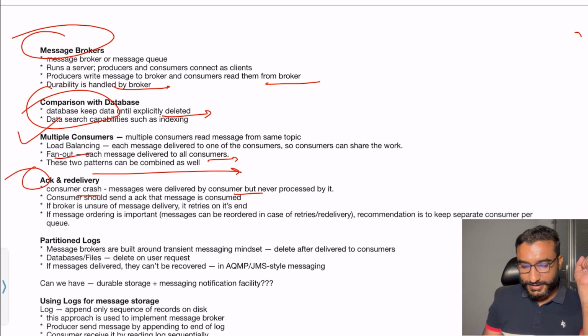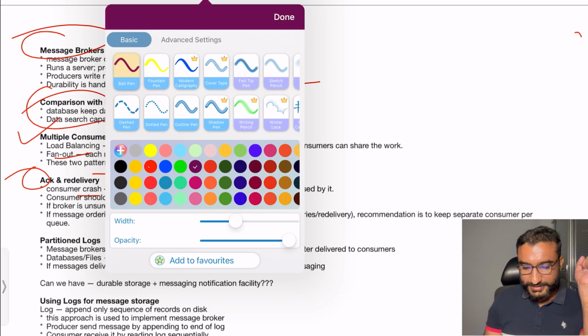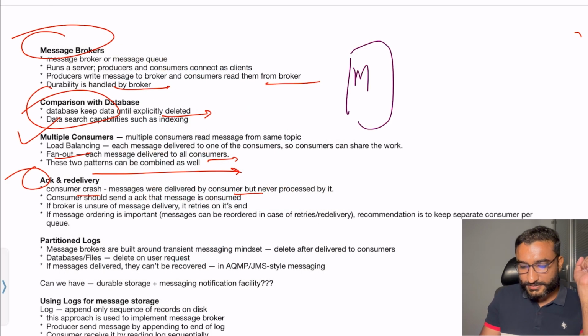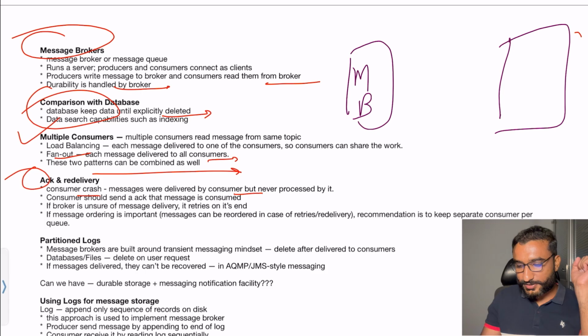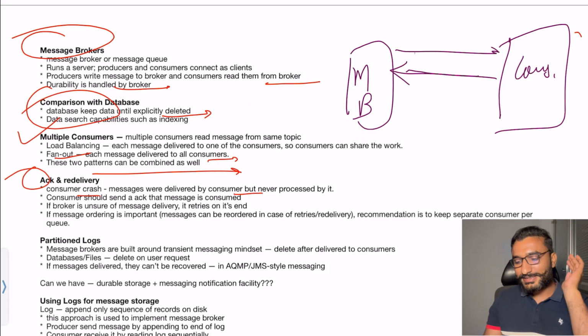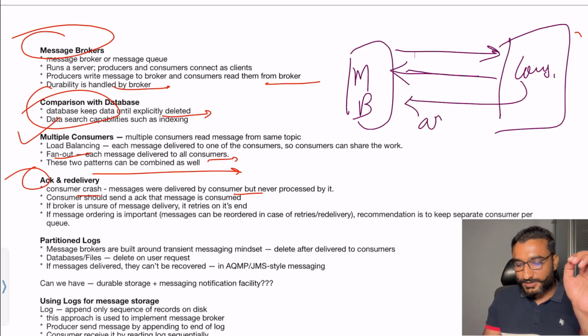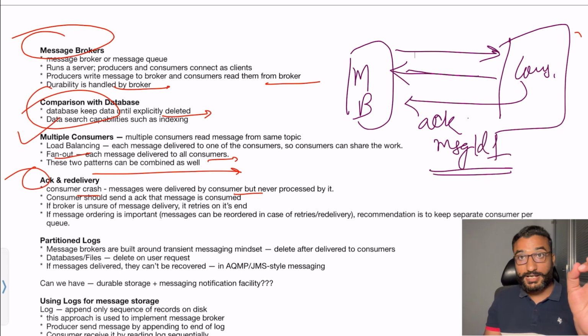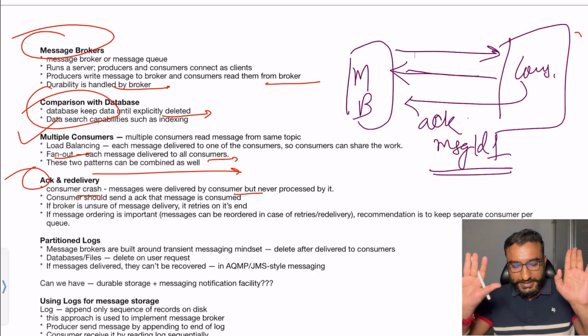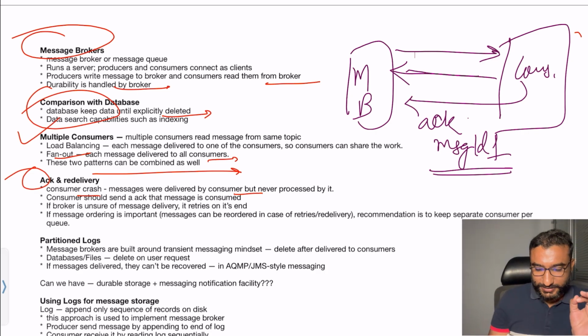So the idea here is that you have your consumer, and this is your message broker, MB, and this is your consumer. This message is either sent by the broker or the consumer consumes it, whatever the arrow direction is. Once it is consumed, the consumer will send an acknowledgement message that for message ID 1, I have consumed this message successfully. Now you can delete it from my end, I don't need it anymore. So that's one idea: the consumer can send an acknowledgement message that the message is consumed.